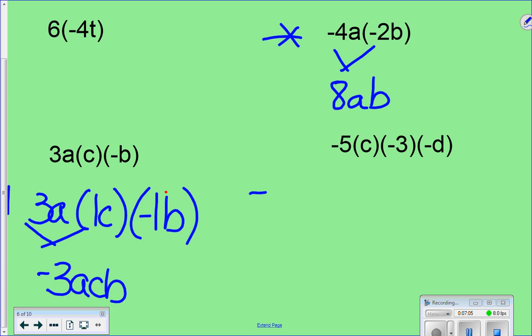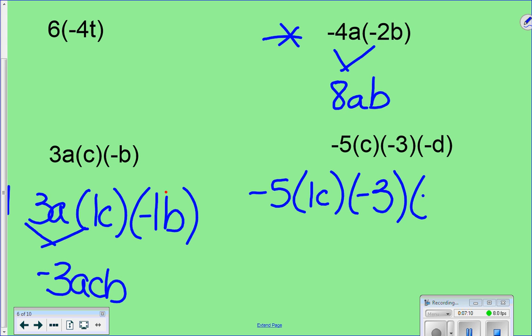Okay, so this one over here, let's do this one together too. I have negative 5, and then 1c, negative 3, negative 1d. I'm just going to say again, does a 1 change the variable? Because let's say c was 3. Anything times 1 is itself, right? So that's why 1 does not change any of those. Now start to do your math. So 5 times 1 is negative 5. Negative 5 times negative 3 is 15. Positive 15 times this last negative 1 is negative 15.